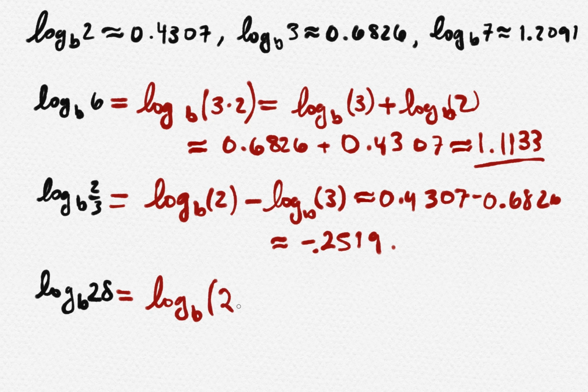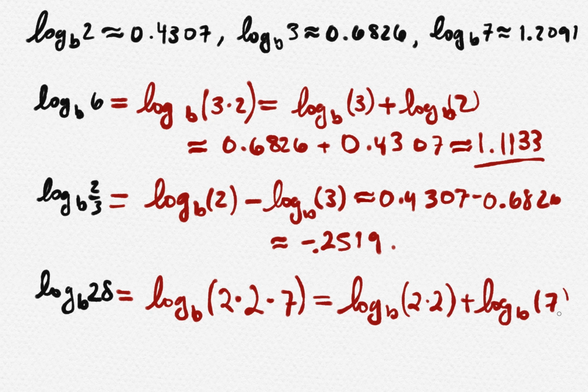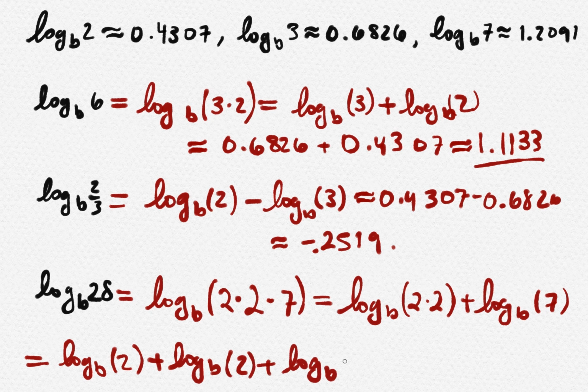So this is going to be the base b log of 2 times 2 times 7. We could do these one at a time, I suppose. We could do this as 2 times 2 and then times 7, so log base b of 2 times 2 plus log base b of 7. That's equal to log base b of 2 plus log base b of 2 plus log base b of 7. But really what we've shown is that even if we have more than two things multiplied together, like in this case we have 3, then we can always split those up over a sum.